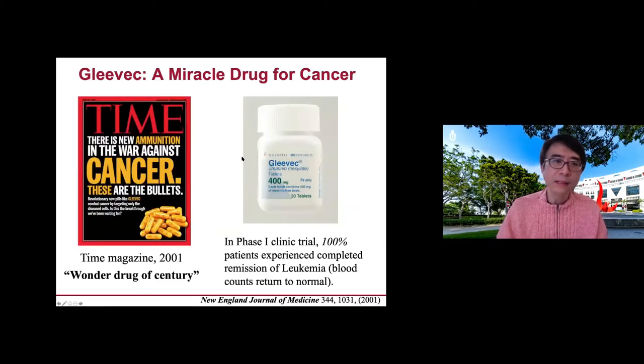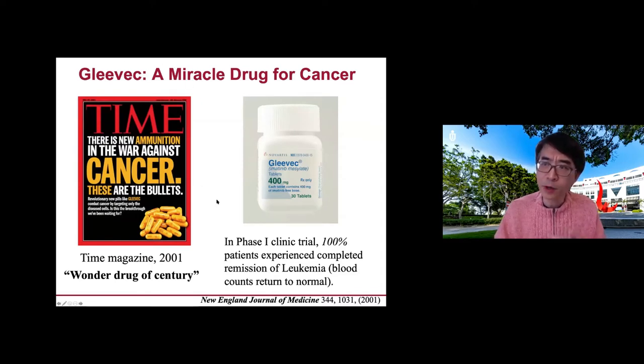Okay, so let me give you one example of this key and lock model for drug discovery. There's a drug called Gleevec. This is from about the early 2000s, and this drug was shown to be 100% successful in the phase one clinical trial to remove cancerous blood cells, right? So it treats blood cancer, leukemia. People were very excited about this drug because in the early stage of the clinical trial, there was a 100% success rate, right? You can think about that even Time magazine published a cover story saying this is a wonder drug of the century, and everybody got so excited. So maybe cancer can be treated using this drug, right? We called this a miracle drug in 2001.